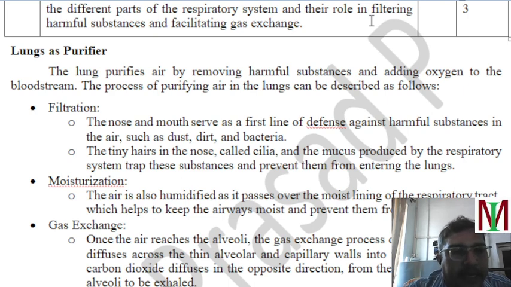The tiny hairs in the nose called cilia, and the mucus produced by the respiratory system, will trap these substances and prevent them from entering the lungs. We know our nose is always wet; a semi-liquid substance, mucus, is always getting produced in our nose. It is there so that when a dust particle goes in, it will stick there, and we can spit it out or remove it.